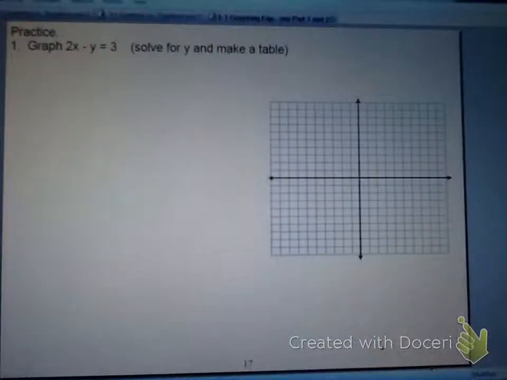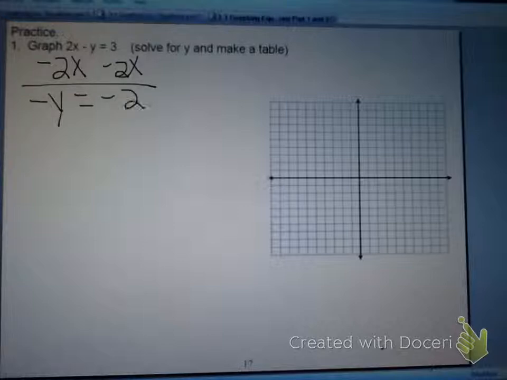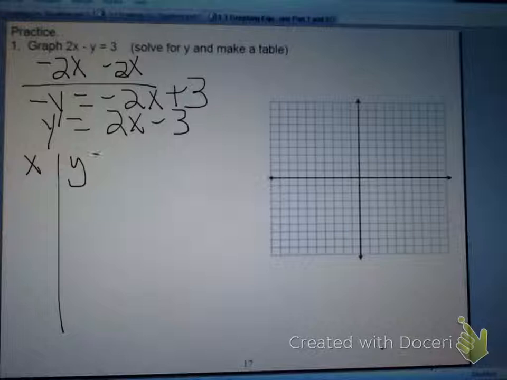Okay, practice. 2x minus y is equal to 3. Solve for y and make a table. Okay, so you do this problem, then turn the recording back on and see if we get the same thing. I'm going to subtract 2x. So that's negative y is equal to -2x plus 3. Divide everything by a -1, which the shortcut is it changes the sign. Make a table.